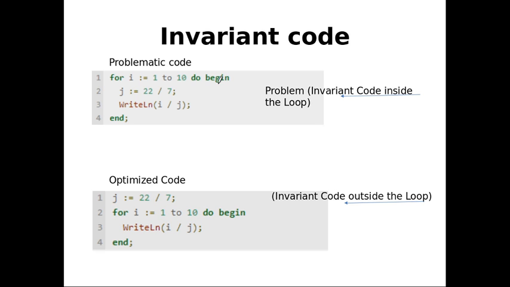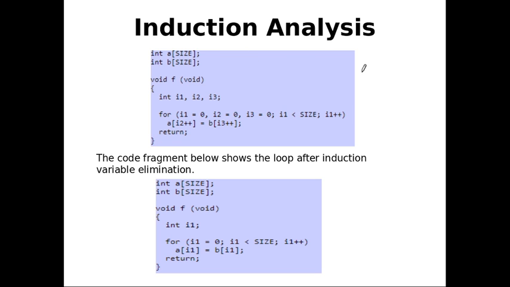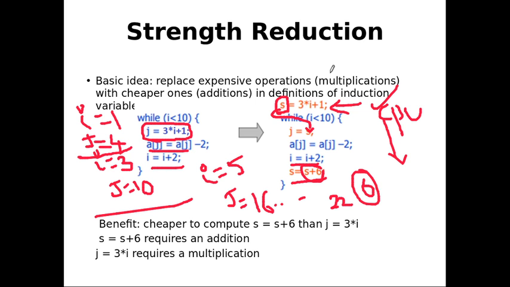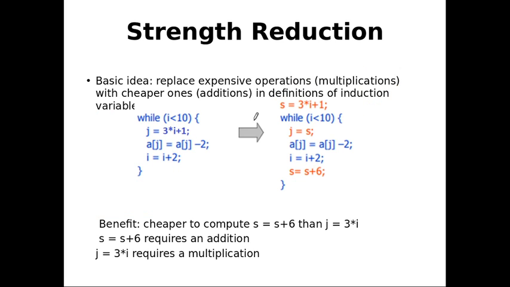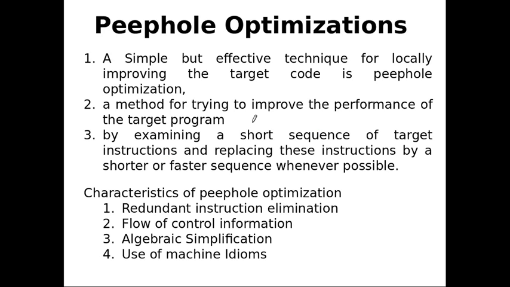Okay, what is the first one? Invariant code motion. Second one, induction analysis or induction variable, and third one is strength reduction. Okay, this is about loop optimization. Now we are moving to our second topic, that is peephole optimization.